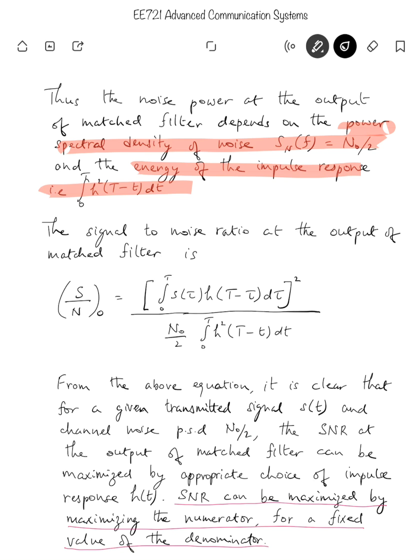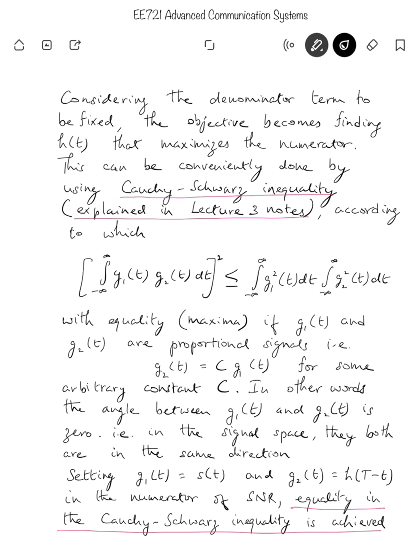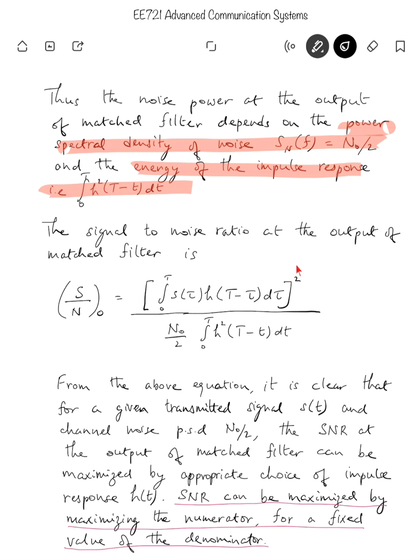We will show that when it is matched to s of t, that is what we call a matched filter, and that is when we get the maximum value for the signal power for a given noise power. That means the signal to noise ratio is maximized at the output of the matched filter. So let us look at the signal power part. We are going to focus on the numerator. Now this is a square of the integral, and the integral has two components, right? s of tau and h of t minus tau.